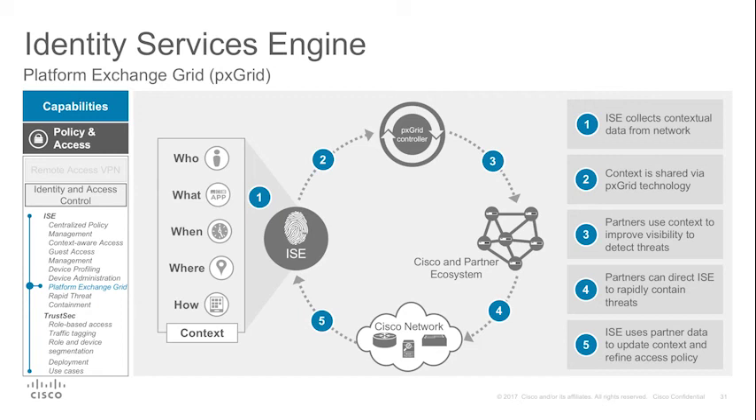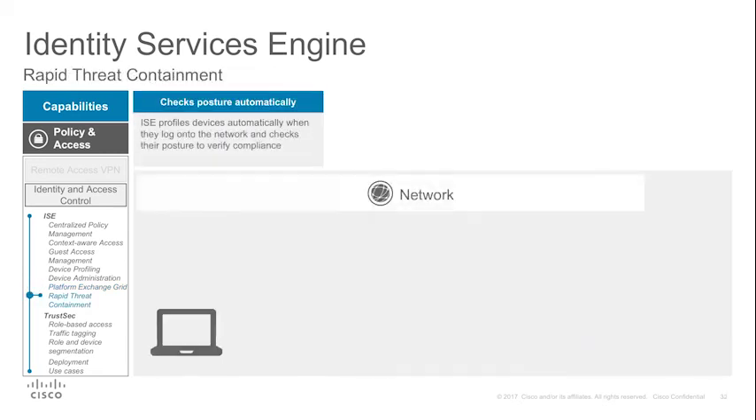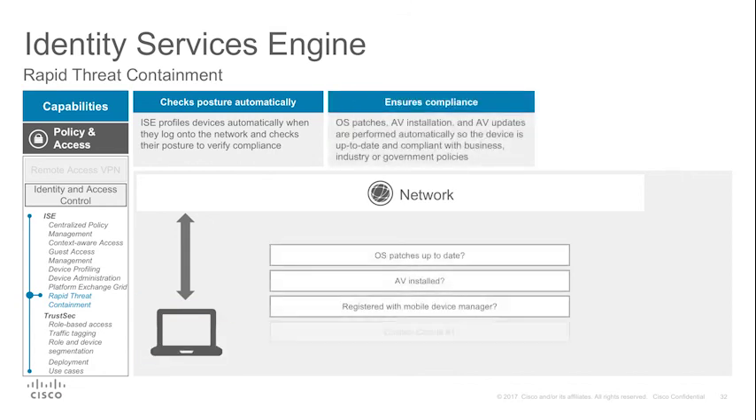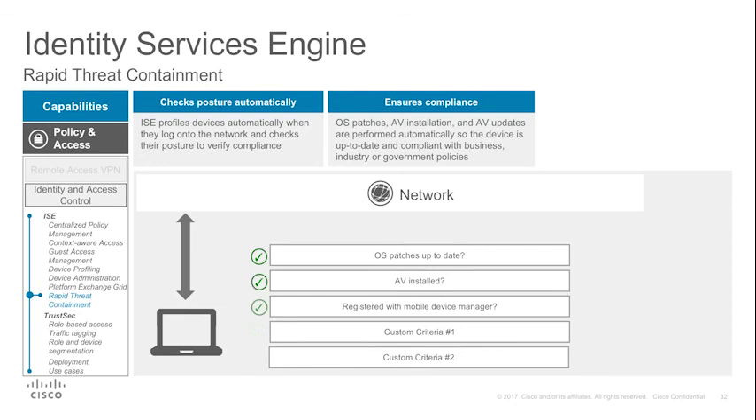Next, due to its unique features, ISE is able to rapidly contain threats. First, ISE checks the posture of devices automatically whenever they access the network. This ensures that all devices meet security requirements at all times. In addition, customers can create their own custom criteria that devices must have in order to gain network access. This enables businesses to maintain compliance with their own business policies, industry regulations, and government compliance.